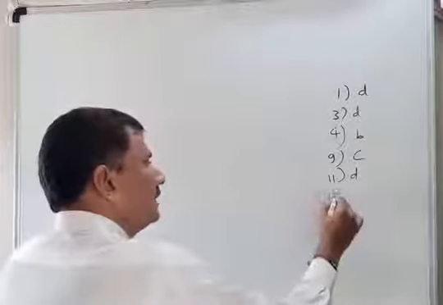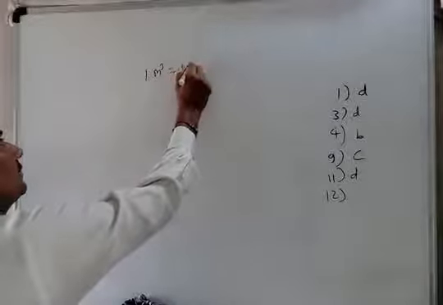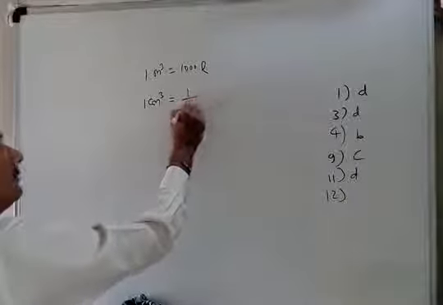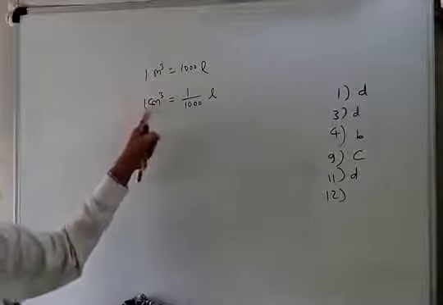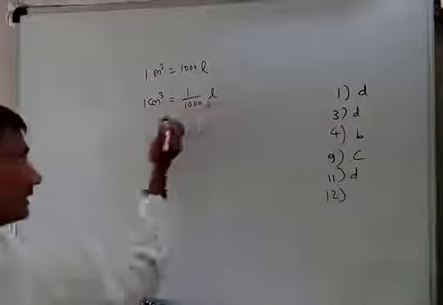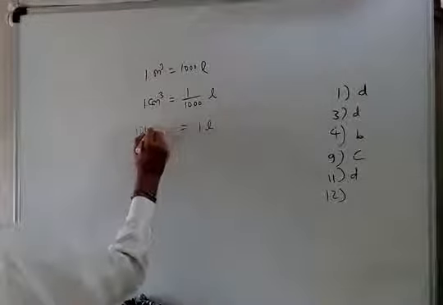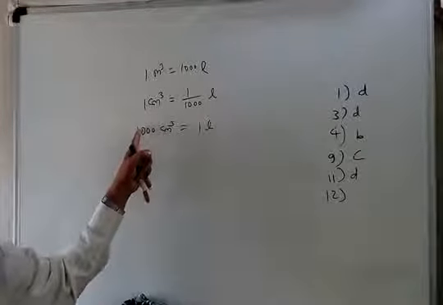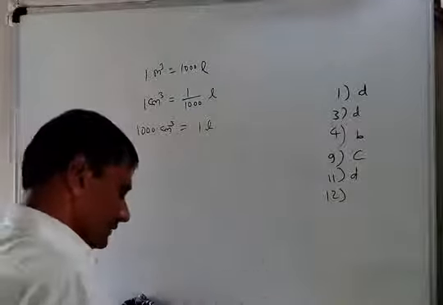12. 1 liter equal to how many cubic centimeter? You know this relation. 1 meter cube is equal to 1000 liter. We already used that here. 1 centimeter cube is equal to 1 upon 1000 liter. But they are not asking 1 centimeter cube is equal to how many liter. They are asking us 1 liter equal to how many. So 1 liter is equal to 1000 shifted here, so 1000 centimeter cube. So 1 liter equal to how many centimeter cube? 1000. Okay, so in 12 also 1000.